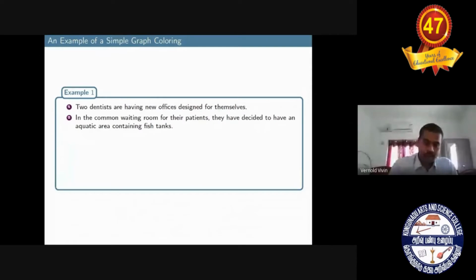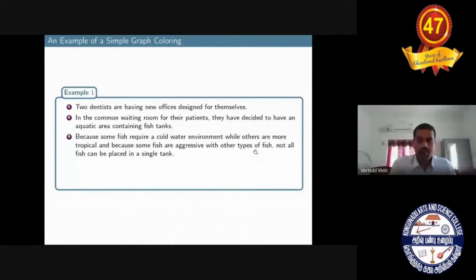So the dentists have a common waiting room, and in it they have decided to have an aquatic area containing fish tanks, with beautiful varieties of exotic fishes. All those fishes will be of different colors and different natures. Some will be fighting, some will be aggressive. Some fishes don't like cold water, and some need moderate tropical conditions.